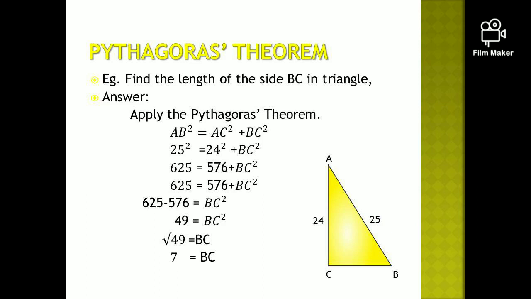Therefore, you can say AB squared is equal to AC squared plus BC squared. AB is 25, that is 25 squared is equal to 24 squared plus BC squared. Then 25 squared is 625. 24 squared is 576, plus BC squared. With that, if you simplify, you will obtain the answer for BC squared as 49. Therefore, BC is the square root of 49, and you can obtain the answer as 7.